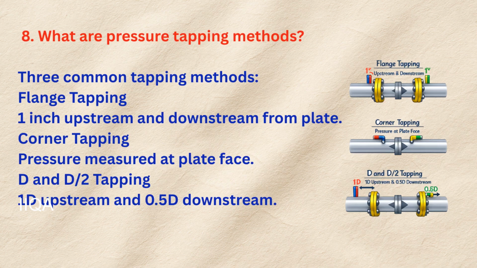What are pressure tapping methods? Three common tapping methods. Flange tapping, 1 inch upstream and downstream from the plate. Corner tapping, pressure measured at the plate face. D and D/2 tapping, 1 D upstream and 0.5 D downstream.